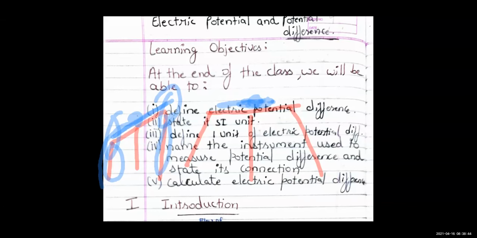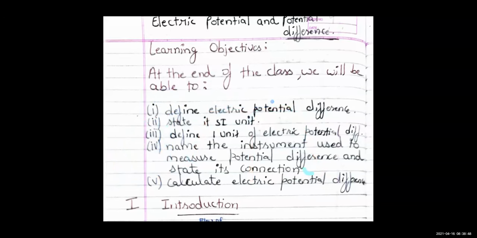So similarly, children, the electrons, the electricity, it also flows, Ashish, due to some difference, right? What is that difference? Let's see. Let's start with the introduction.